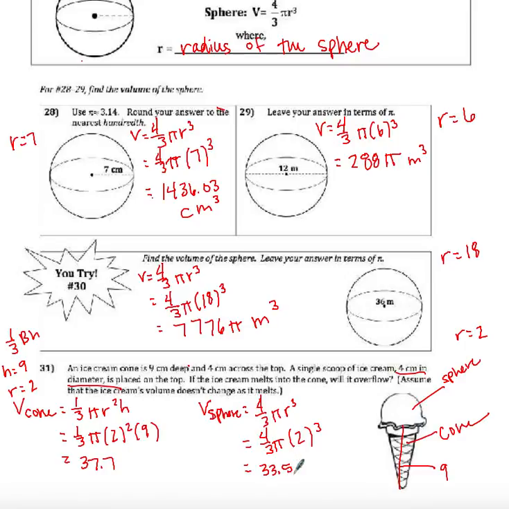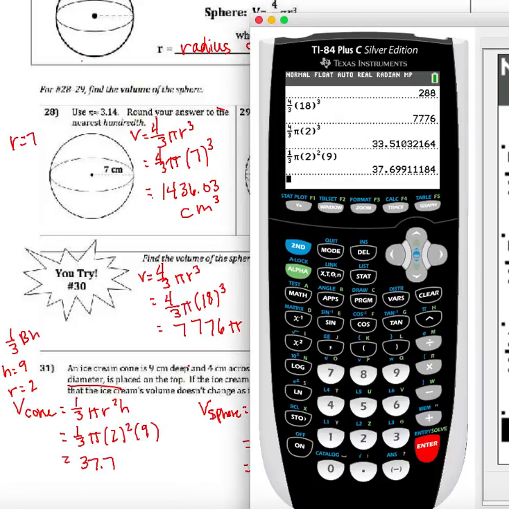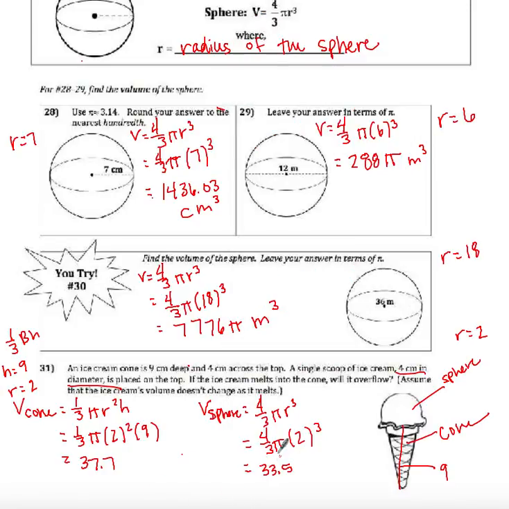Now, remember, you want your ice cream, which is your sphere, to be less than your cone, because we don't want the ice cream to melt and overflow out of the cone. When I look at the volume of the sphere, it's 33.5. When I look at the volume of the cone, it's 37.7. Because the sphere is smaller than the cone, that means that the ice cream will not overflow.